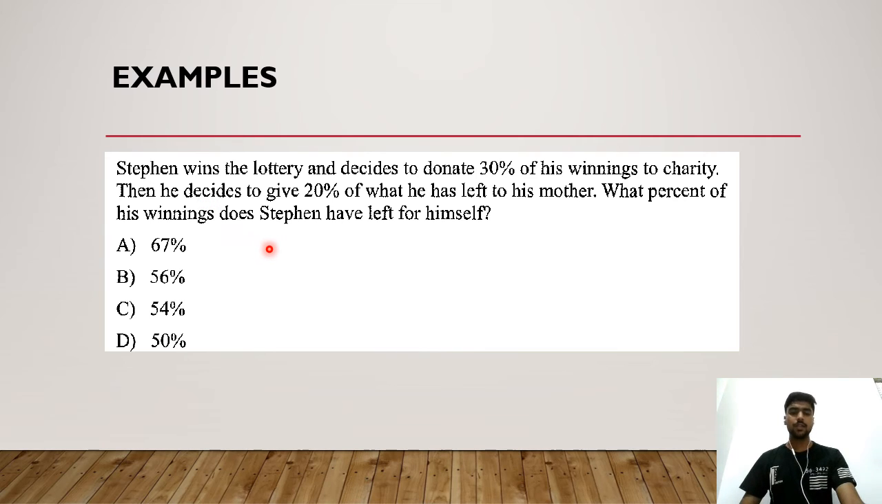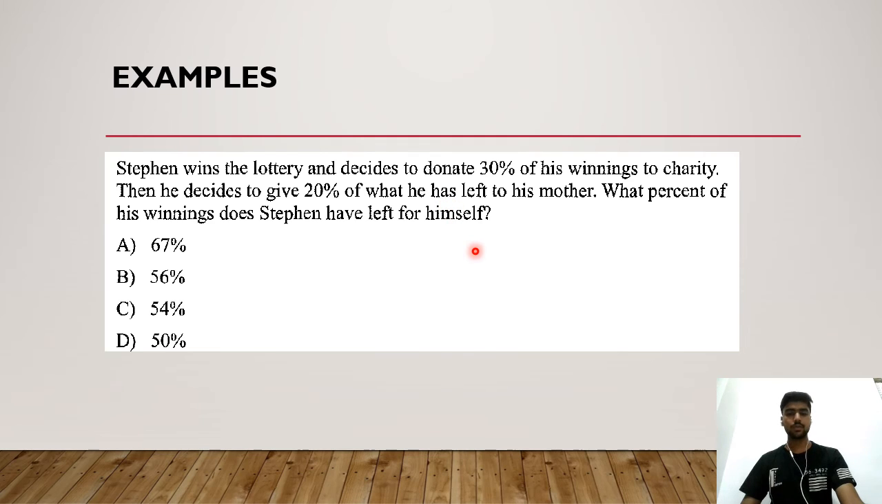This is a fairly easy question, but most of the students might make a mistake in reading the second sentence of this question, where it is said that then he decides to give 20% of what he has left. If you are in a hurry, it might not be observed what he has left. So instead, what do they do? In $100, they take the 20%.